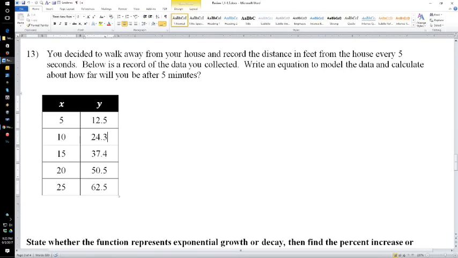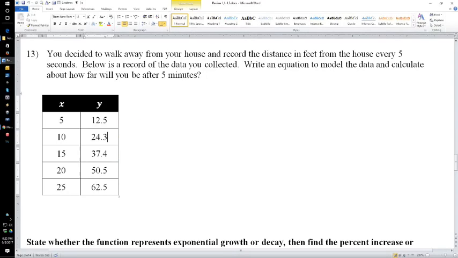So 24.3 divided by 12.5 is 1.94. 37.4 divided by 24.3 is 1.5. 50.5 divided by 37.4 is 1.35. And you notice these are getting pretty far off from each other pretty quick. So I'm just going to stop right there and try something else. Let's try adding and subtracting.